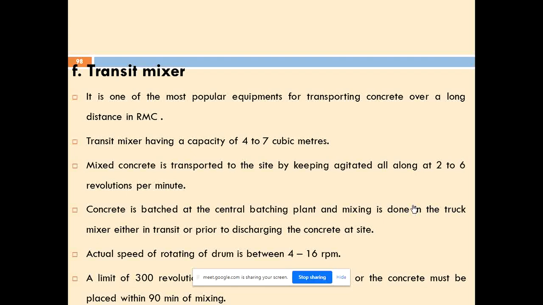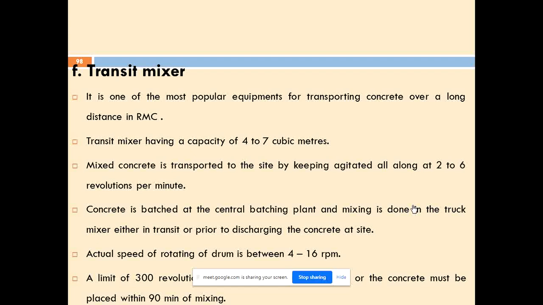The actual speed of rotation of the drum is around 4 to 16 RPM in the second type of transit mixer, whereas in the first type it is around 2 to 6 revolutions per minute. Why is the revolutions per minute very low? Because in the first type the concrete is already mixed in the RMC plant, whereas in the second type the mixing has to be done on the way itself, so the revolutions will be more in the second type.